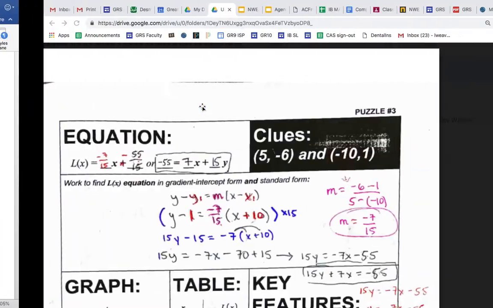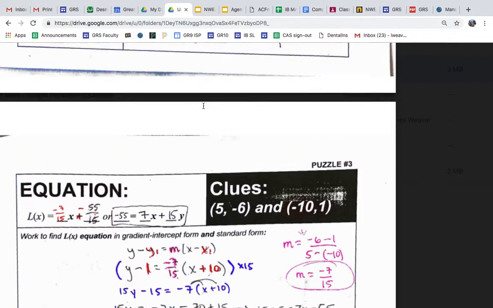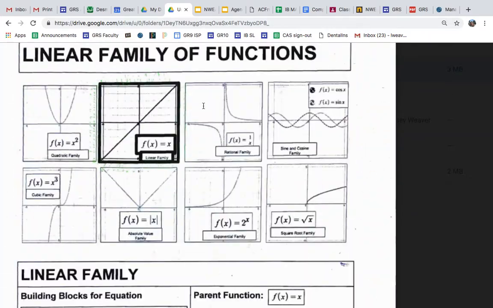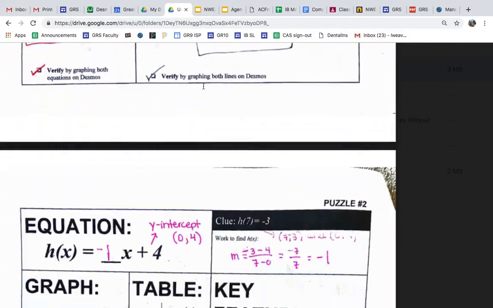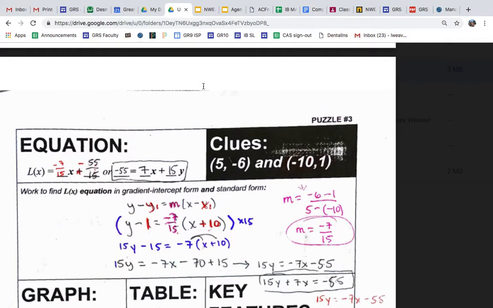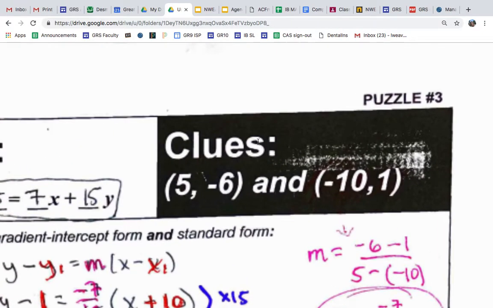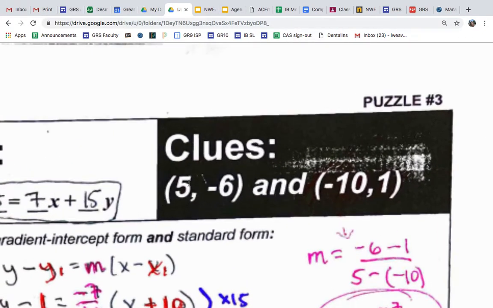Hi everyone. In this video, I'd like to give you some hints to puzzle number 3 in your linear family of functions. So in puzzle number 3, your clues are found in the upper right hand corner. There's a point x equals 5, y equals negative 6 that sits on the line. And then there's the point x equals negative 10, y equals 1 that sits on the line.